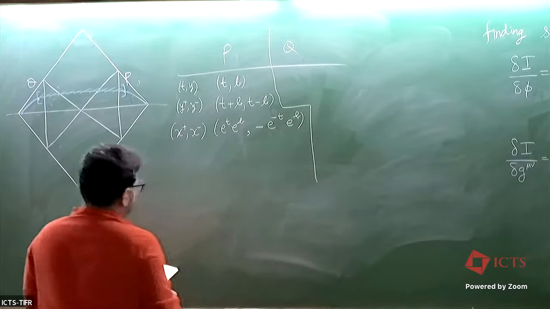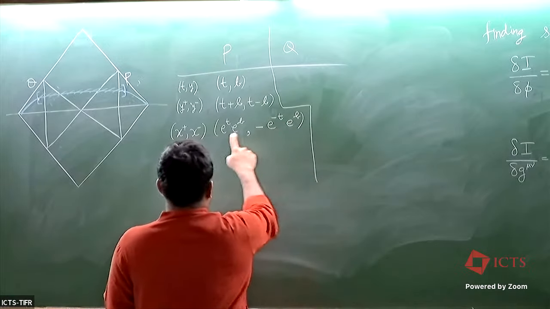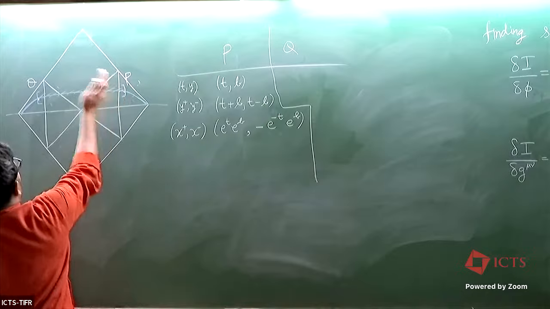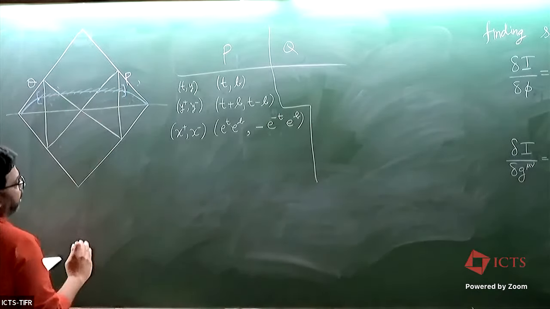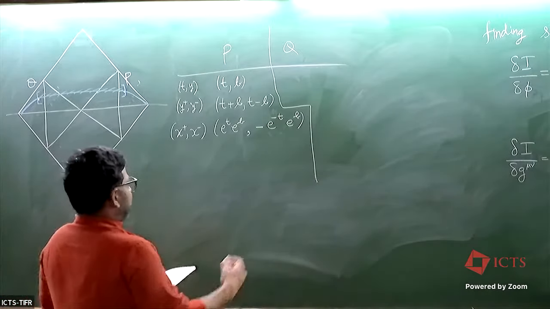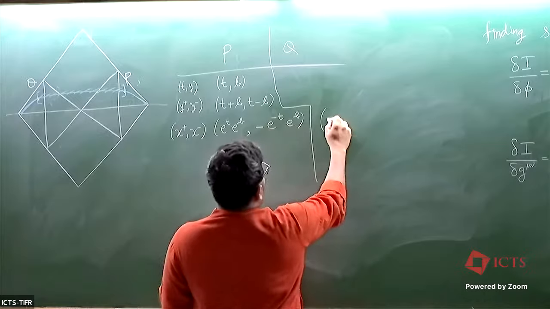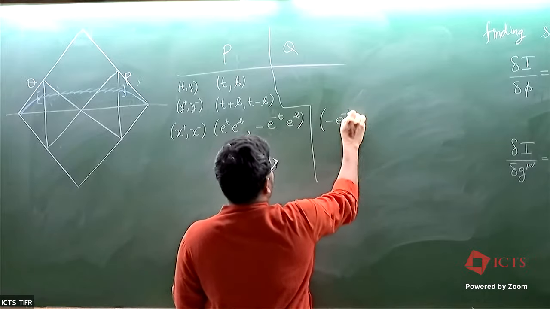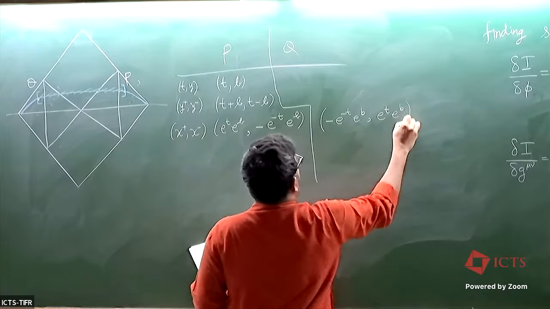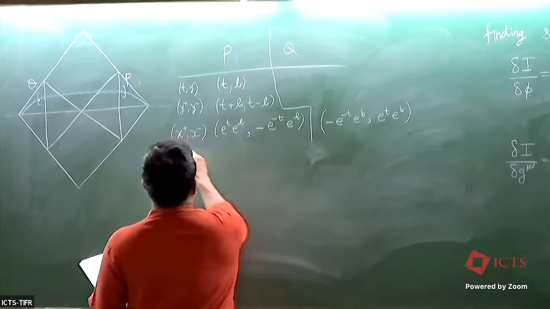Okay. And the point Q coordinates we can just write by looking at this, because the point Q is the reflection of P in the vertical line. And the vertical line is x plus equal to x minus. And whenever we do such a reflection, we just end up interchanging the coordinates. So the coordinates here are going to be minus e to the minus t, e to the b, e to the t, e to the b. Okay, so those are the x plus, x minus coordinates of Q.